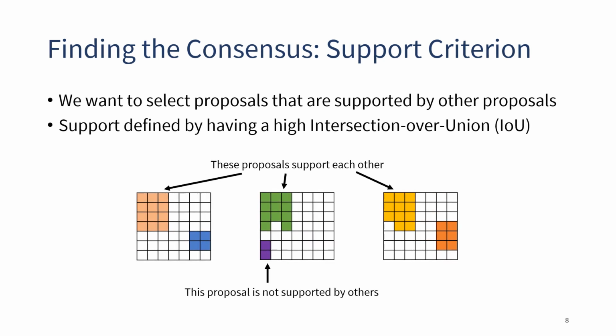We have two main criteria for selecting the proposals. The first is a support criterion. We want to select proposals that are supported by the other proposals, with the support being defined by having a high intersection over union score. In this example, the top left segments are supported by all the detections and should be included as the output. The bottom purple proposal, on the other hand, is a lone proposal that is not supported by anyone. Therefore, it should be ruled out as noise.